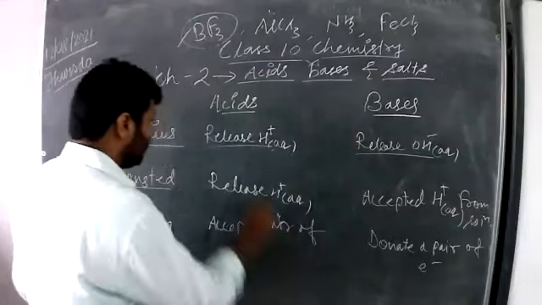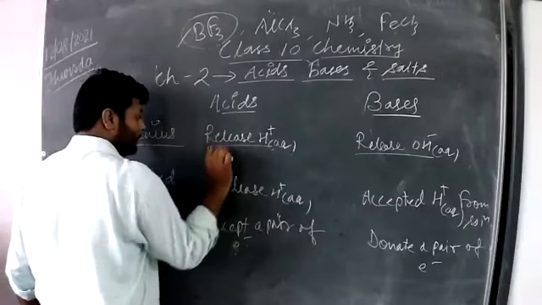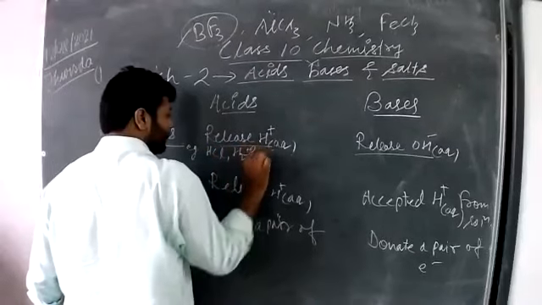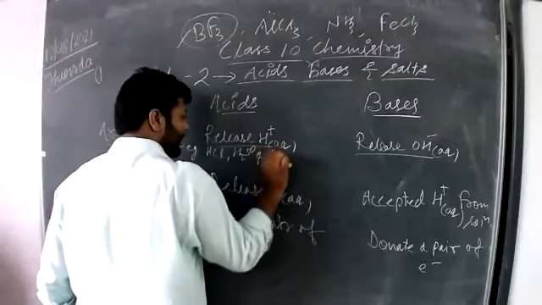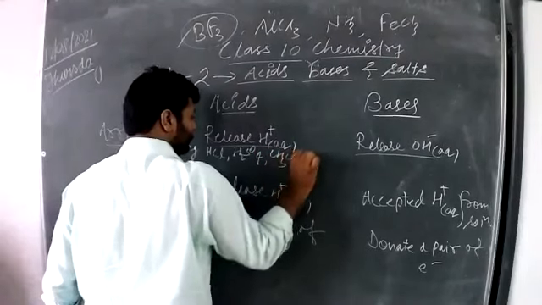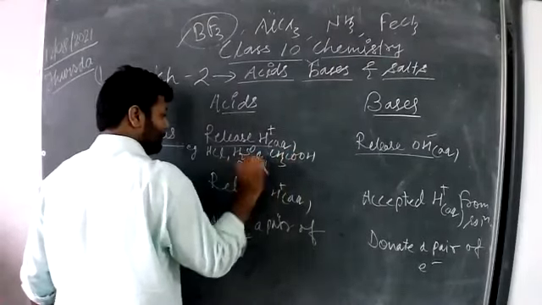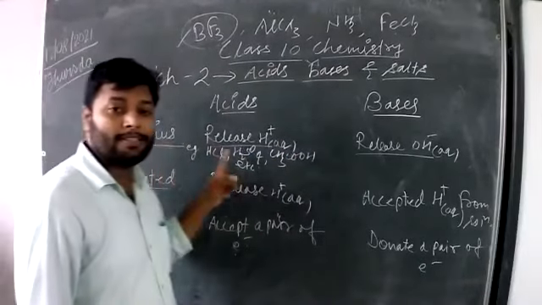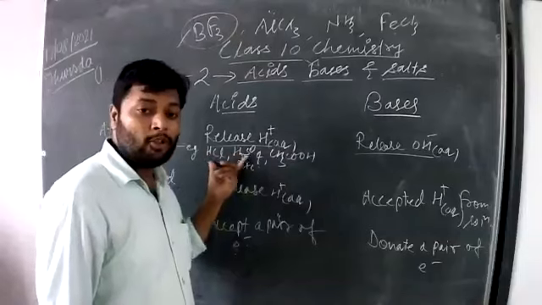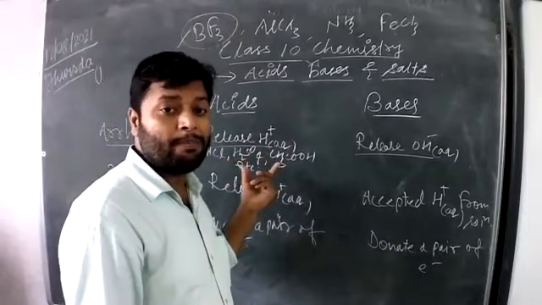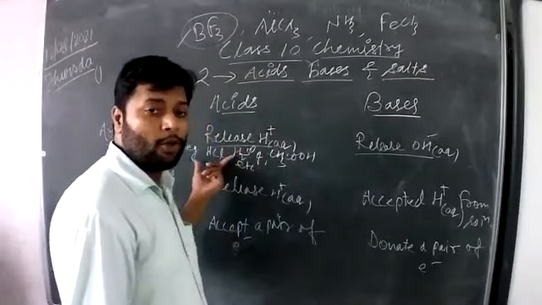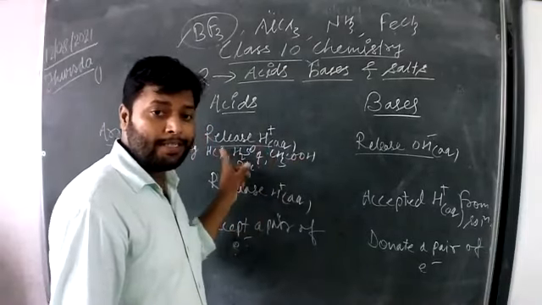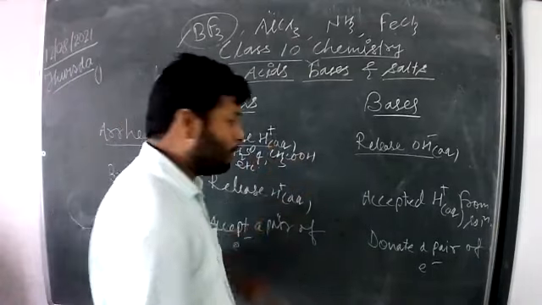bases. For example, HCl, sulfuric acid, acetic acid. These acids are called Arrhenius acids and are also present in the laboratory for different types of tests. Hydrochloric acid, sulfuric acid, acetic acid have a tendency to release H plus in the solution.